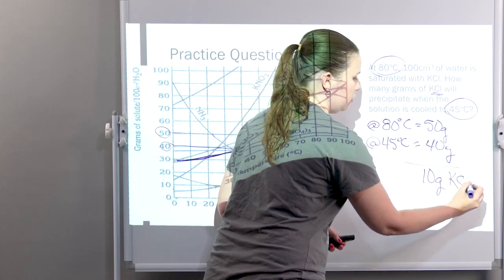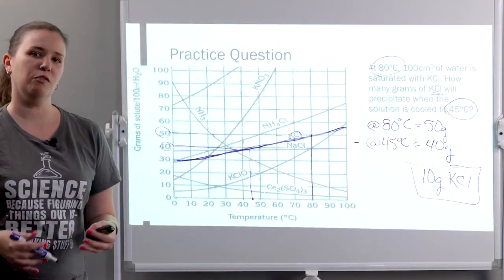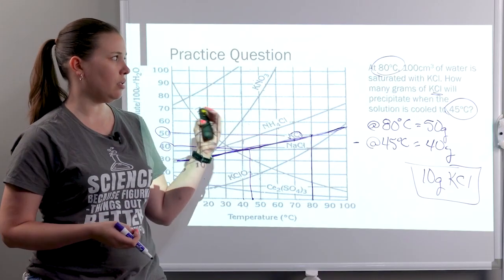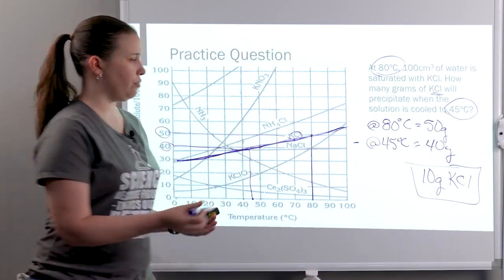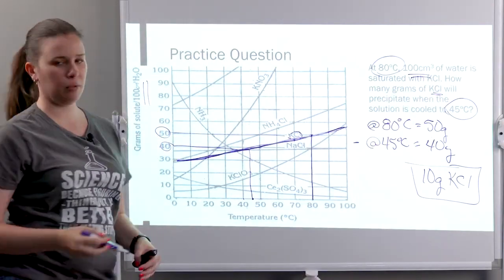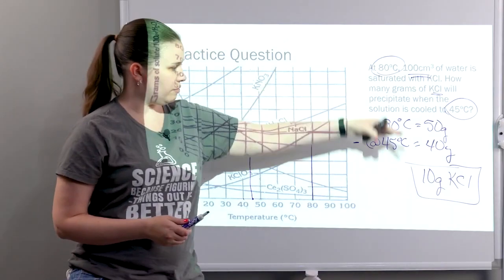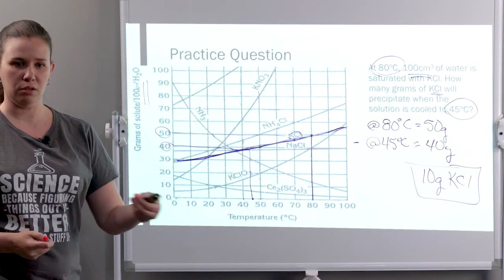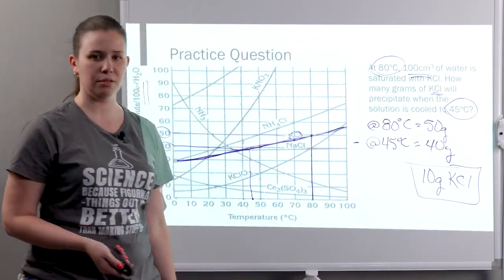And then we want to usually include the substance, especially on a graph that has many of them. We would have 10 grams of potassium chloride coming out of solution if the temperature of the solution dropped from 80 degrees Celsius to 45 degrees Celsius. The last thing that you want to check is, was it for the right amount of volume? 100 cubic centimeters is equal to 100 cubic centimeters. It even looks the same on this example. If it were twice the volume, we would get twice the amount of substance out. So just always check at the end of the question, do I need to do a proportion to adjust for the volume? In this case, we don't. In this case, we have 10 grams that come out of solution.